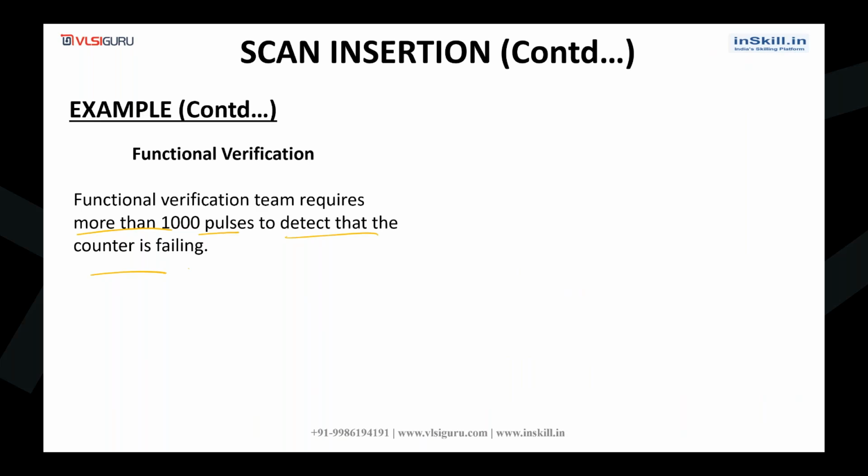As you know, the functional verification team checks the functionality. In this case, they check whether the counter properly counts from 0 to 1023. It's a 10-bit counter, right? So that's why they check whether the counter properly counts from 0 to 1023.